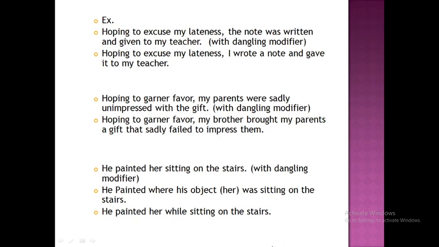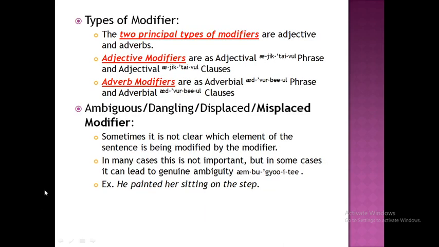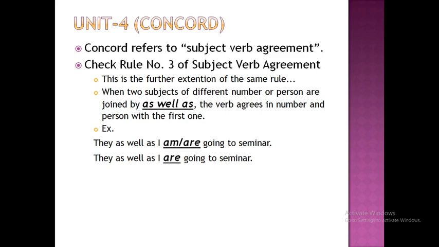So these three were the examples of a dangling modifier. We can say ambiguous modifier, displaced modifier or misplaced modifier. If out of these four any word is used to ask a question, please refer to the same understanding which I explained just now. Okay, so we are moving ahead to the rest and almost the last content of the fourth unit, which is left.